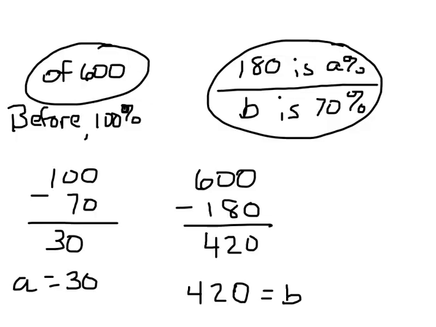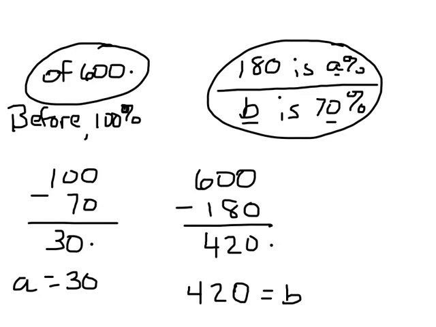Okay, so this one says before is 600, and 600 is at 100%. 180 is A percent, and then B is 70%. So we need to find A first, and to do that, we're going to say 600, which was the 100%, minus 180, we get 420. So B here is going to be 420, and that is 70% of 600. Then that means that 180, if this is 70%, then the missing percent is 30.